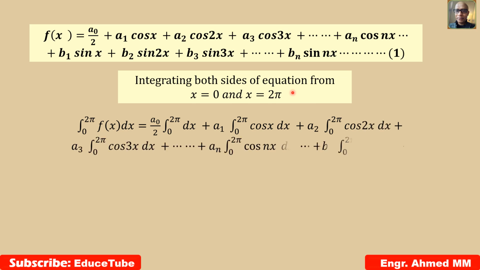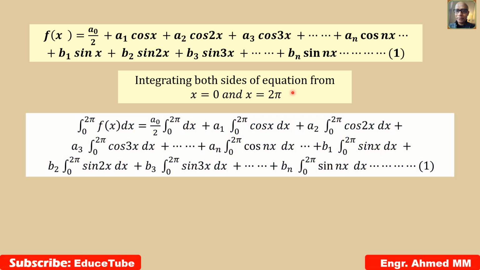We have to integrate both sides. Look at, in each term I put the integration sign and the limit is 0 to 2 pi. It is a definite integral on all the terms. Now, if we do integration on each term, then what will we see?